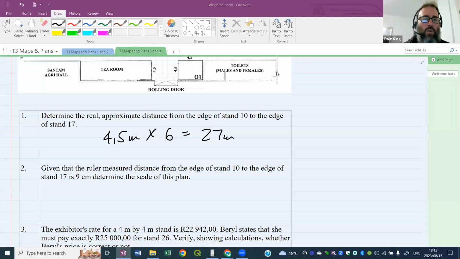Given that the ruler distance from the edge of stand 10 to the edge of stand 17, the one which we just measured, measured with a ruler is 9 centimeters, determine the scale of the plan. I'm going to give you 2 minutes to do it on your own. We've covered this before. You need to provide the scale in ratio form, please.